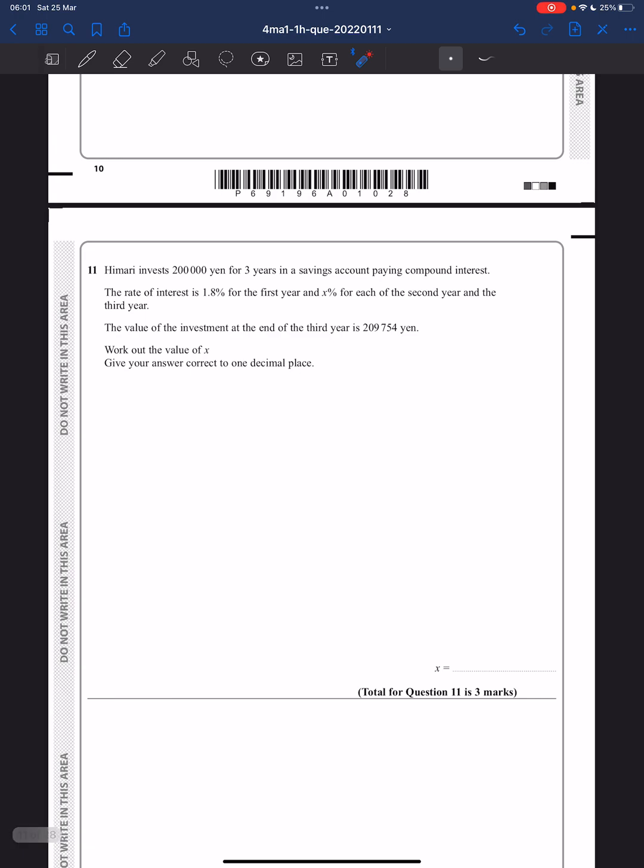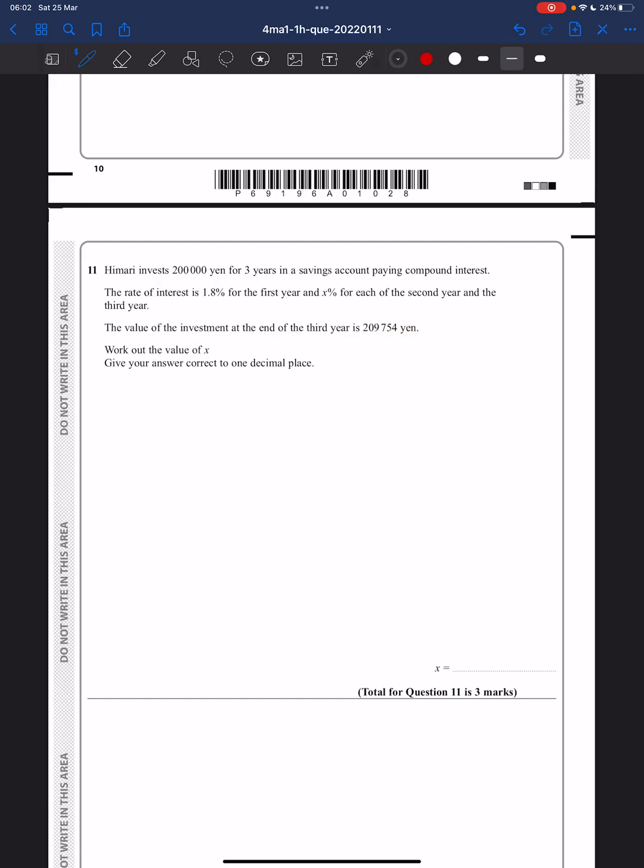Himori invests 200,000 yen for 3 years in a savings account paying compound interest. The rate of interest is 1.8% for the first year and X% for each of the second year and the third year. And after 3 years, they've got 209,754 yen. Work out X.